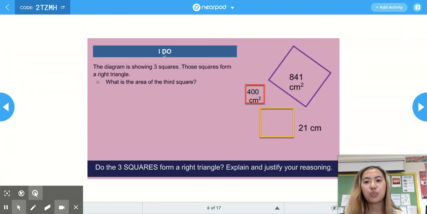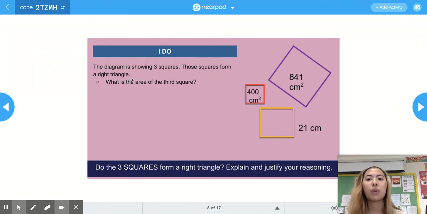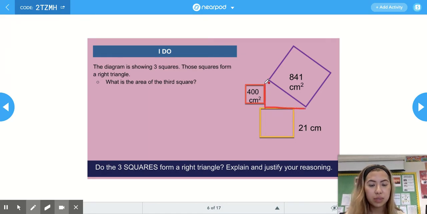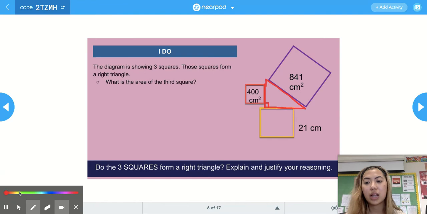This first IG problem says the diagram is showing 3 squares. Those squares form a right triangle. What is the area of the third square? So I'm just going to go ahead and draw the inside triangle that it forms, or at least outline it so that it's more clear. So this is the right triangle. And so we have to find the area of this third square, meaning the yellow square.